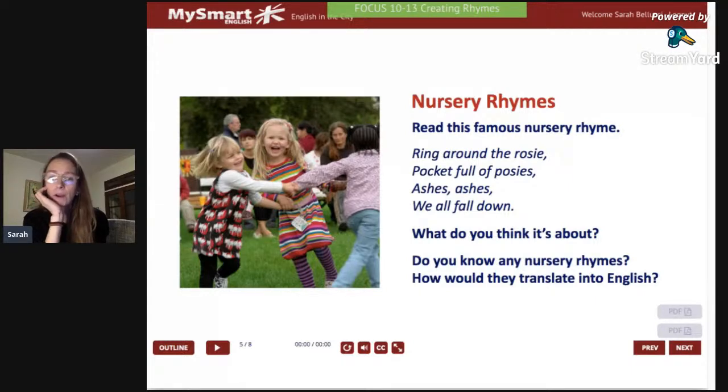So here we're asked, do you know any other nursery rhymes, even in your own language? And how would they translate into English? What do you think? Like we have Giro Giro Tondo. In fact, I sing Ring a Ring a Rosie, not Ring Around the Rosie. So each country has its own little version of this nursery rhyme.